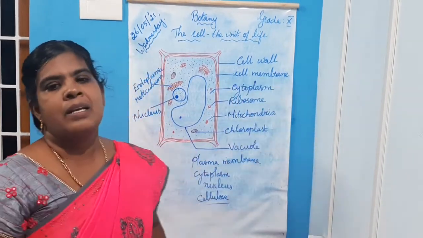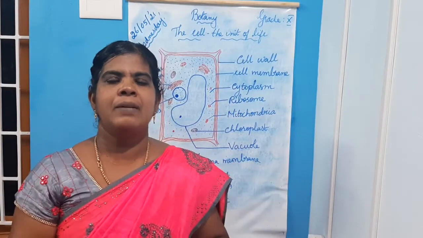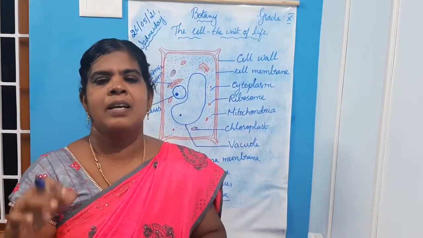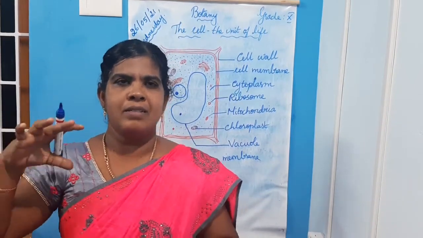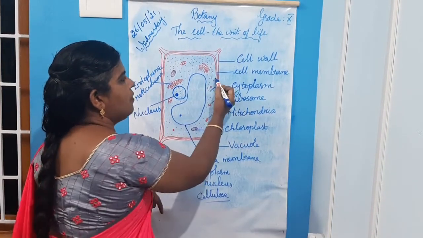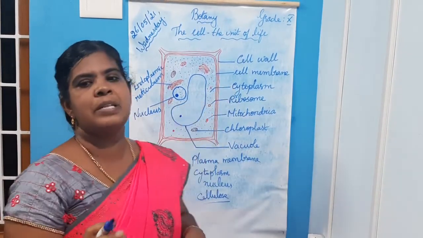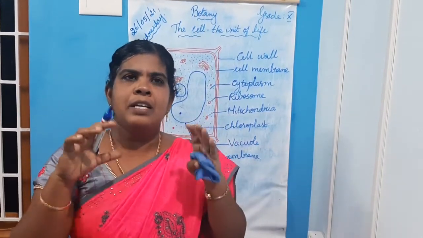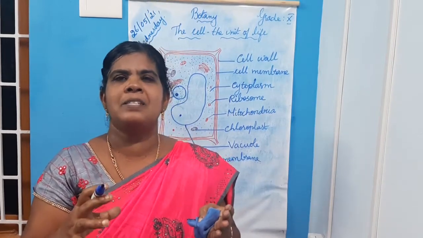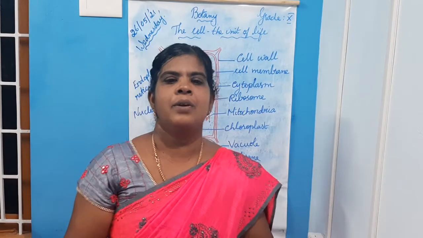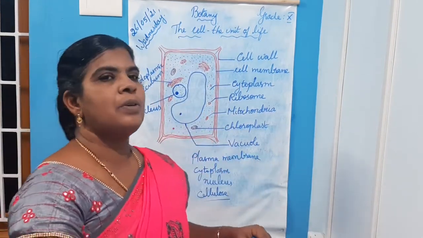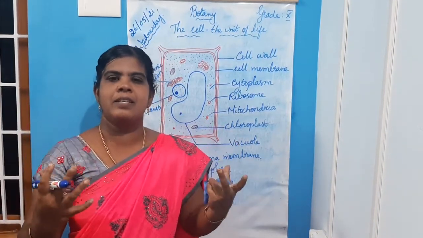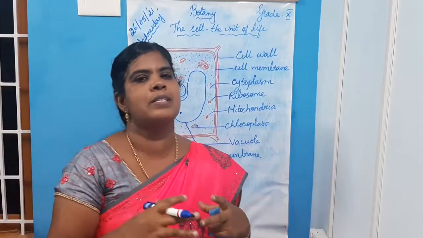Next to the cell wall there will be the plasma membrane, also termed the cell membrane. The function of the plasma membrane is transporting nutrients and water into the cell and out of the cell. It also prevents unwanted substances from entering into the cell.